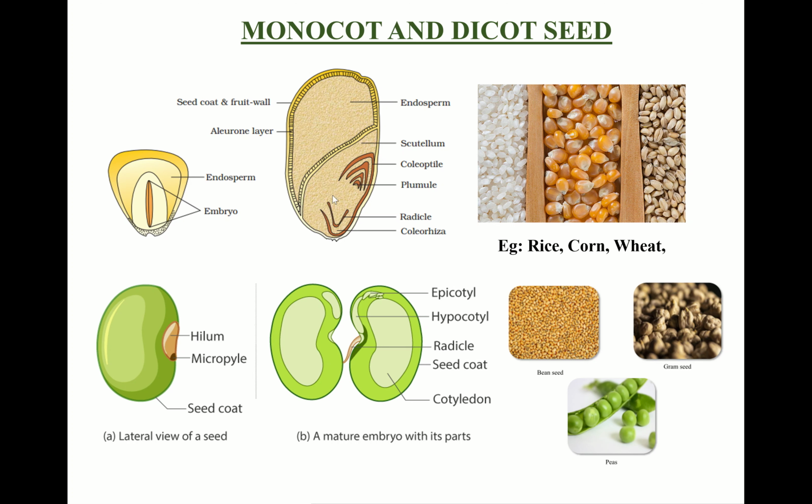One more thing you have to remember is that endosperm has a proteinaceous layer that is called aleurone layer. Okay, this will be asked in the examinations, so you should remember this term. Aleurone layer means it is a protein layer which surrounds the endosperm.